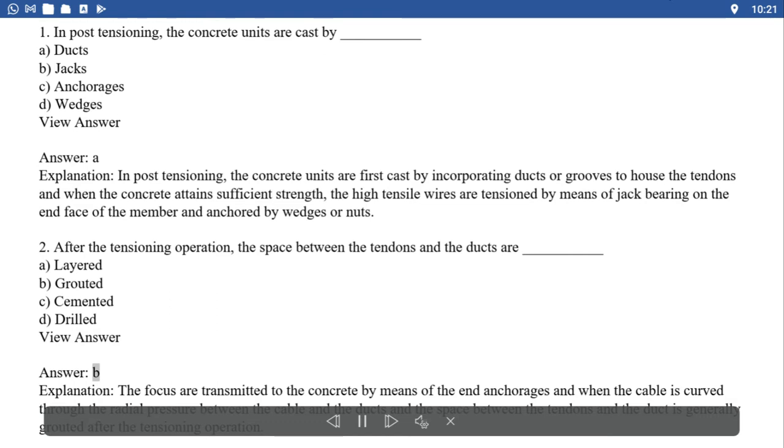Answer B. Explanation. The forces are transmitted to the concrete by means of the end anchorages, and when the cable is curved, through the radial pressure between the cable and the ducts. The space between the tendons and the duct is generally grouted after the tensioning operation.